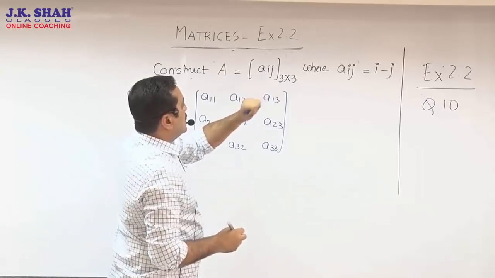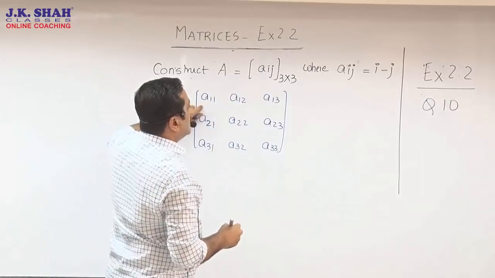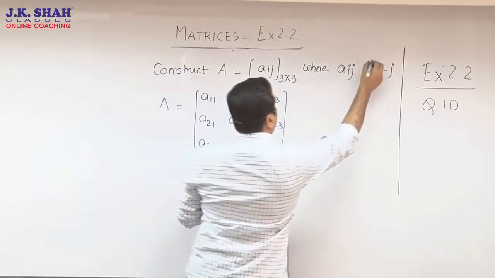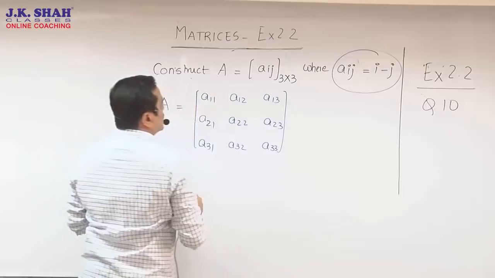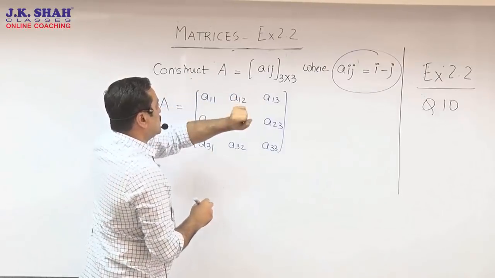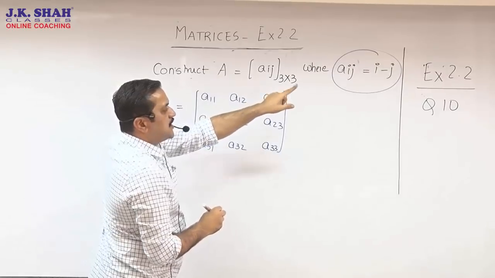Now, ahead they are giving you some detail about the element. The Aij element is i minus j. So, everybody needs to focus on this part. Now, we have written the general elements, but what are the actual elements, they are stating over there. The rule is the element in Aij is i minus j.